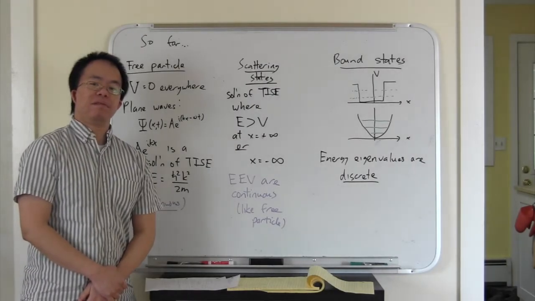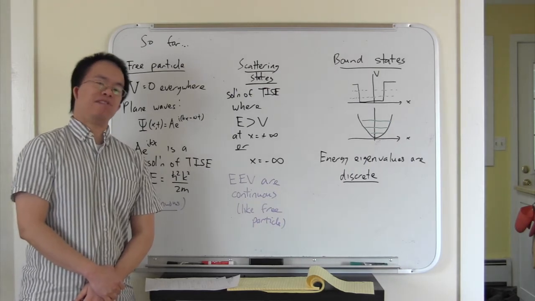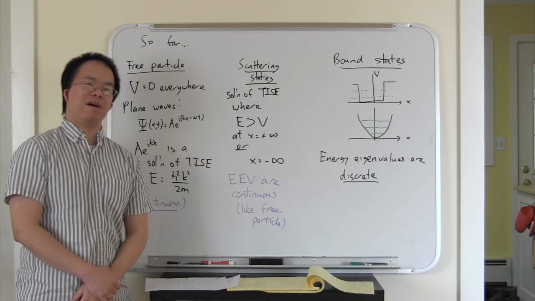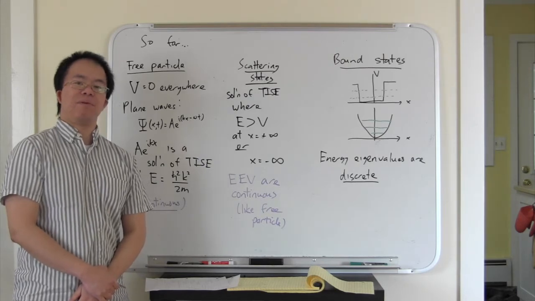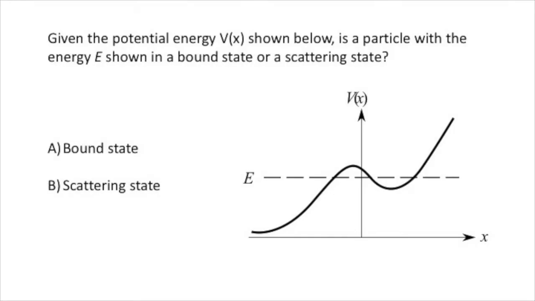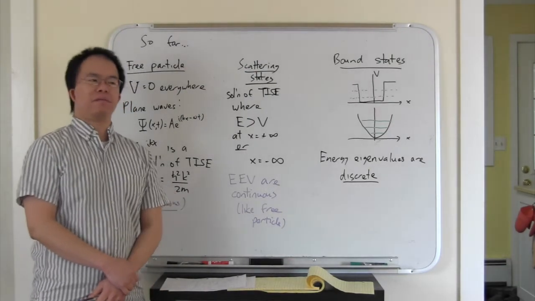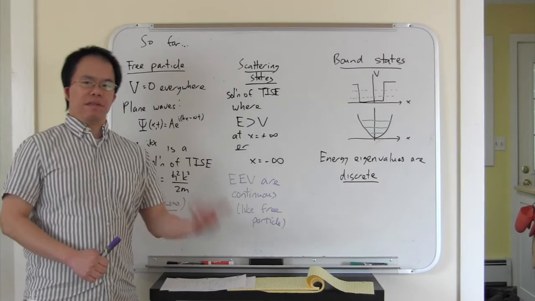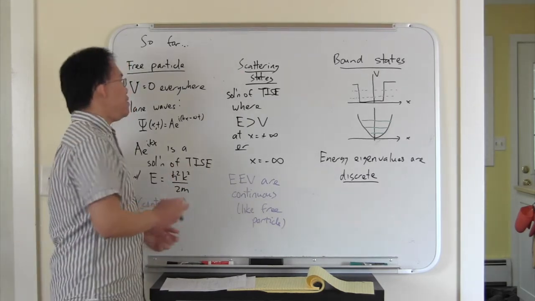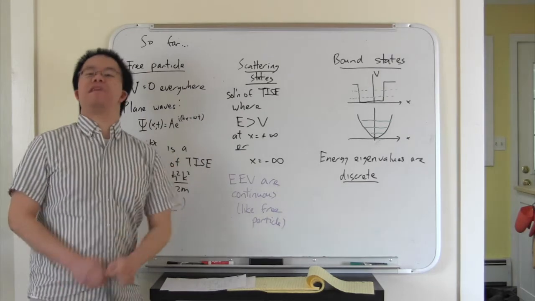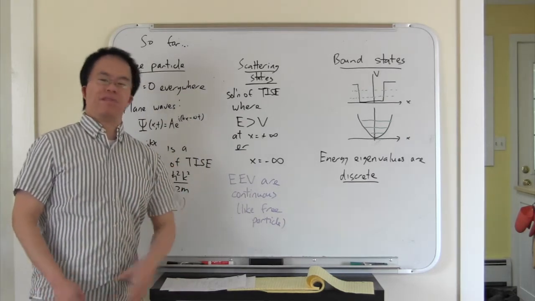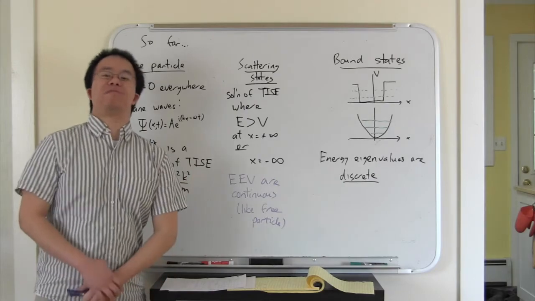What I'd like you to do now is to take a look at a clicker question as you decide whether or not something is a bound state or a scattering state. So hopefully you've been able to conclude that a particle with the energy shown is in fact in a scattering state, and that's because the energy is larger than the potential energy at x equals minus infinity.